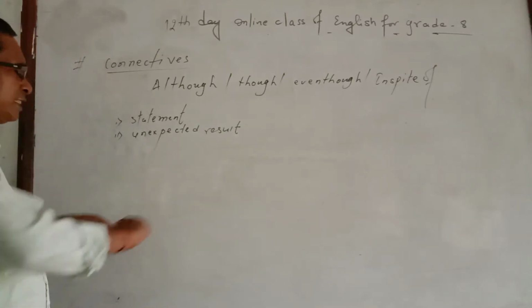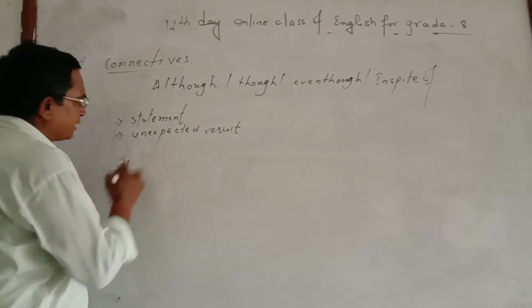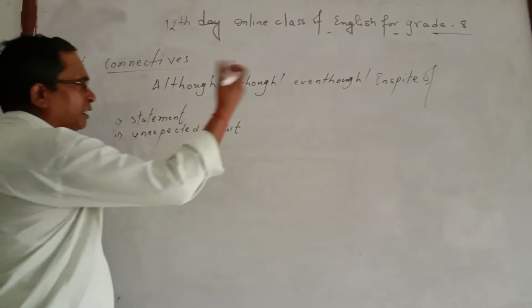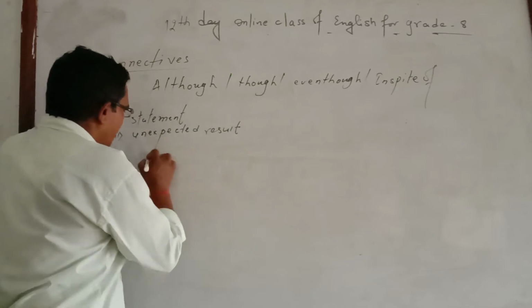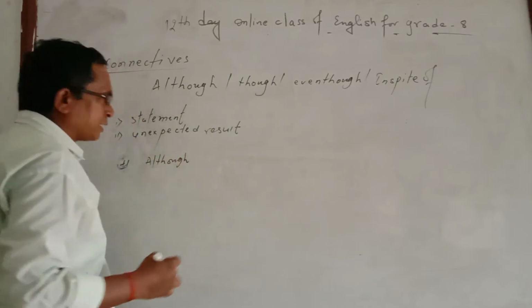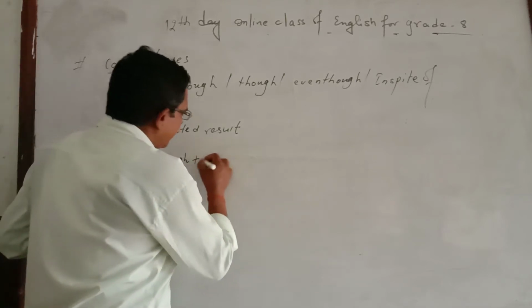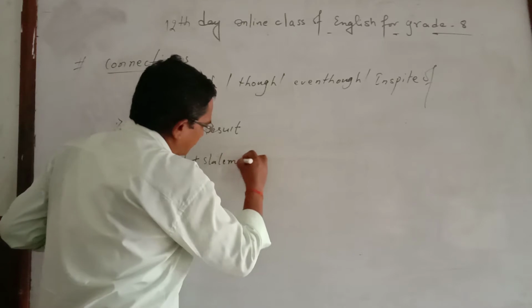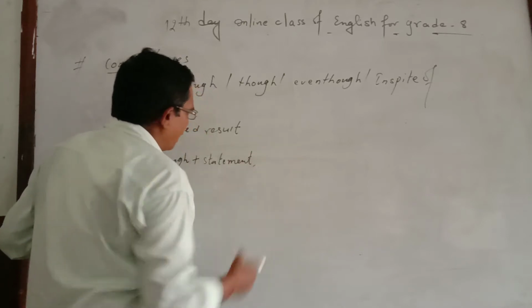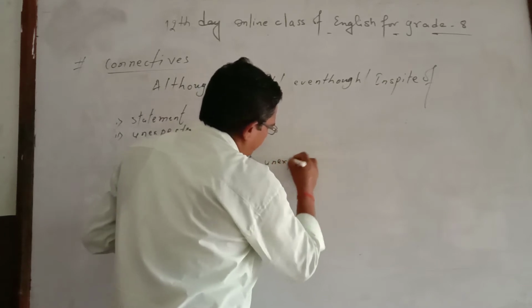How to connect it, you see with this technique. If the statement is at first and the unexpected result is in second, at that time you may write although at first, after that, after although you write the statement as it is, and then comma, and after comma the unexpected result as it is.